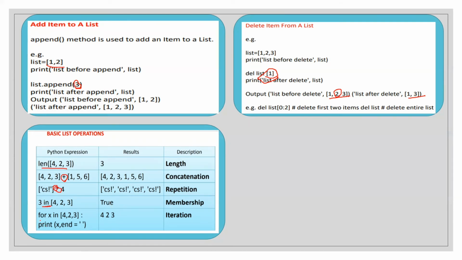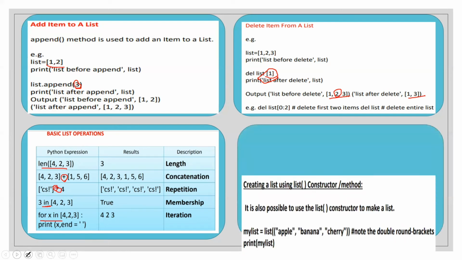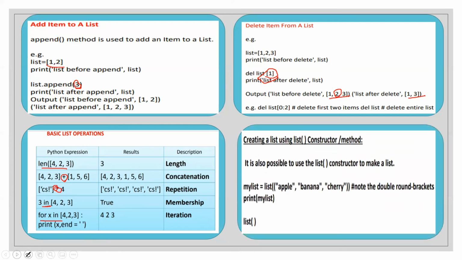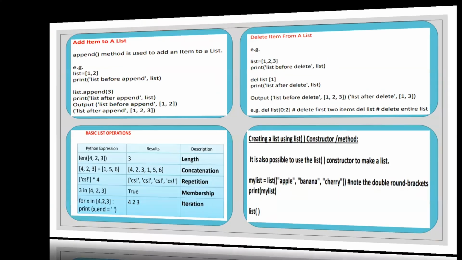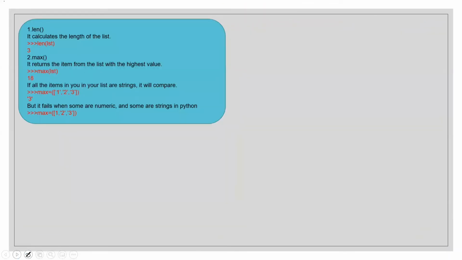Then this is for loop. This we all know. For x in this, print x. This is used for iterating or traversing through the list. Then creating a list using list constructor, which I have already mentioned. You can directly use square brackets or you can use the list constructor. These are the two ways of creating a list.